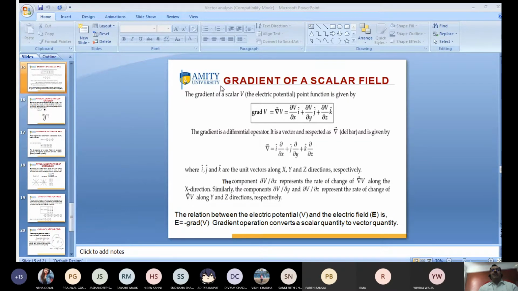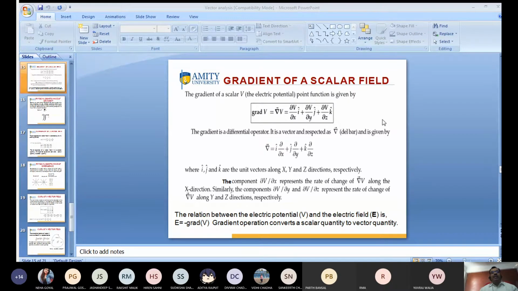It is called the gradient of V. V is a scalar quantity function. Some books have taken phi. Phi is also a scalar point function. So when it is operated on any scalar point function, this is known as del V, the gradient of V. This is equal to i del V by del x plus j del V by del y plus k del V by del z. This is known as the gradient of a scalar field, and gradient can be represented by GRAD. Gradient V means del operator applied on any scalar function.